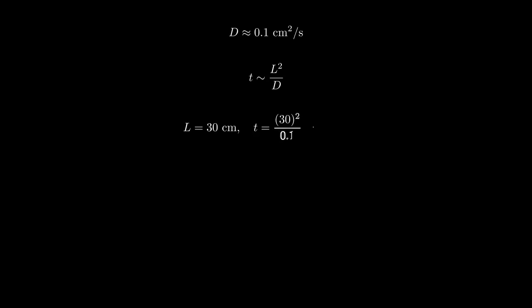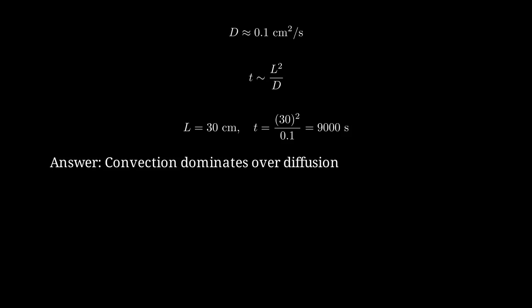If the distance from cutting board to eye is 30 centimeters, pure diffusion would take 9,000 seconds or about 2.5 hours. But we know it happens much faster. The answer is that convection dominates. Air currents, your breathing, and thermal convection from your body create bulk flow that transports the molecules much faster than diffusion alone. Typical air velocities in a room are 10 to 50 centimeters per second.